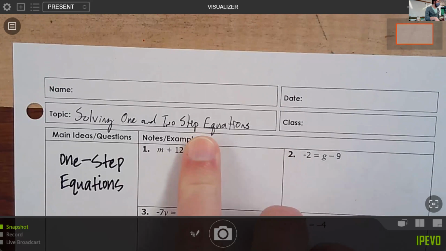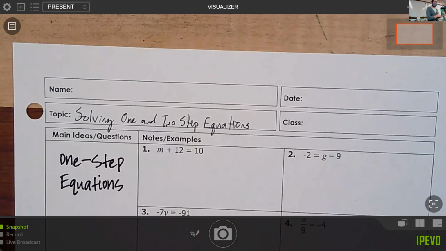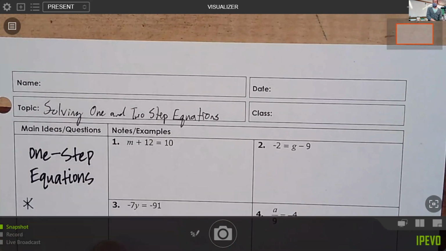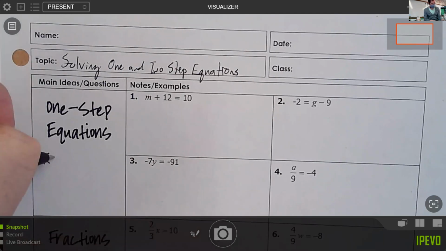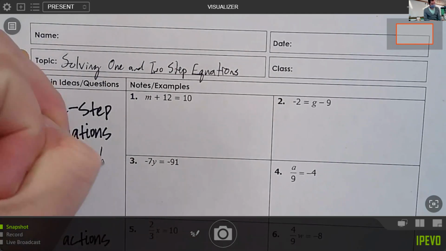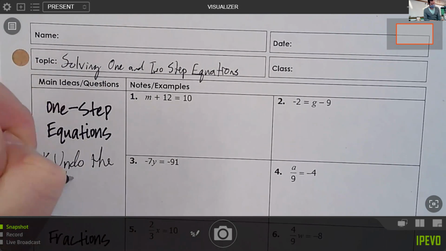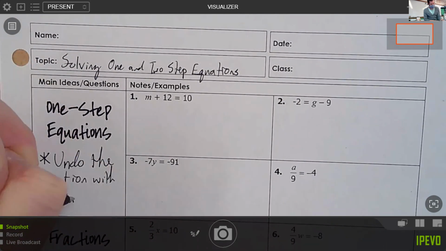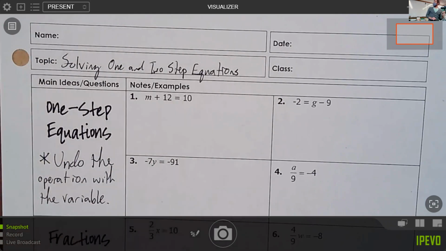And so what we have to do is we basically have to work backwards and undo what's happening to the variable in order to get the variable by itself. So I'm just going to put a note off to the side here, and I'm going to say undo the operation with the variable. So whatever is happening with this variable, we're going to undo that by doing the opposite. We do the opposite operation to isolate the variable, to get it by itself.